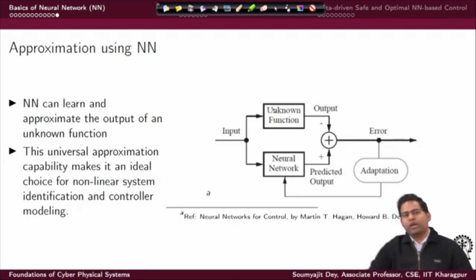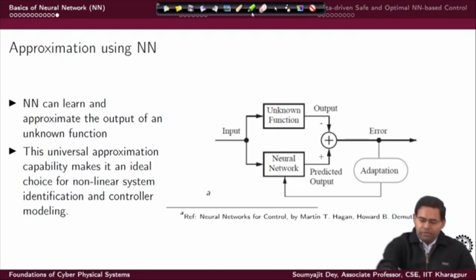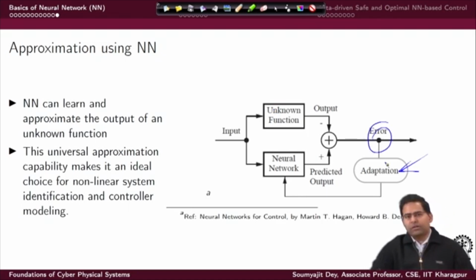So you have inputs, and based on that you have errors, and you ask the training algorithm to optimize the weights of this neural network more and more, so that with every iteration, between what the unknown function is outputting and what the neural network is outputting, the error must get minimized. Whenever we talk about adaptation, we mean such a training method whose objective is to minimize this error. This is a very standard technique used for nonlinear system identification.